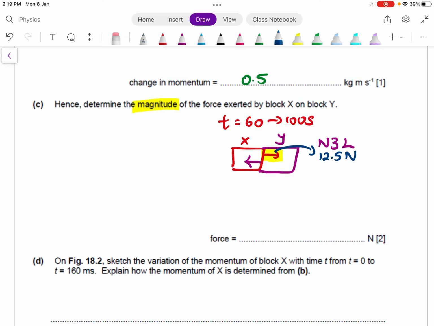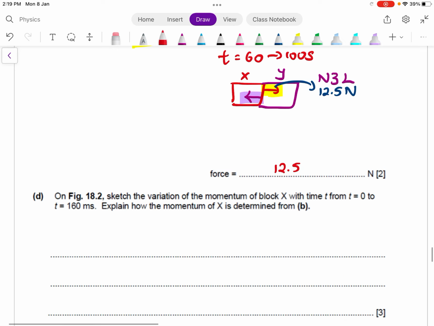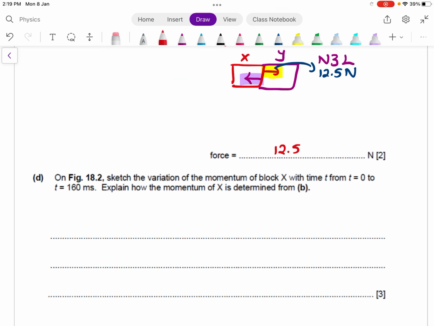Okay, so likewise for this force right here is also 12.5 because they are actually equal and opposite forces. So this will be 12.5 Newton. Okay, for part D, we are asked to sketch the momentum-time graph of block X from time equal to 0 all the way to 160 millisecond. And of course, the last part is to explain how the momentum of X is determined from part B.